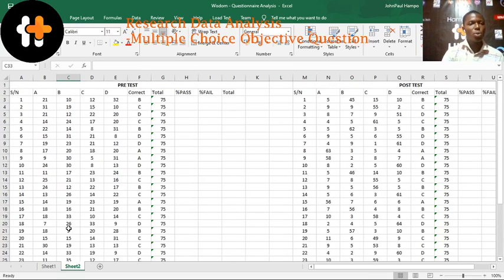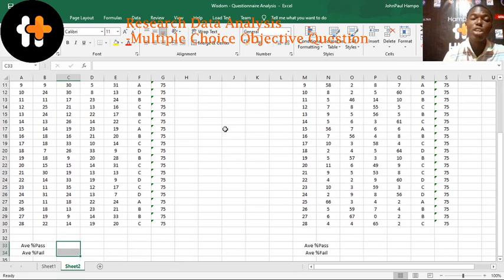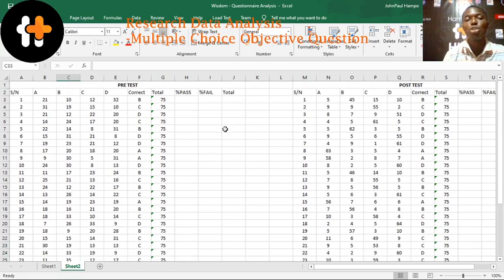Good. So now on the pretest, we have the serial numbers of the questions. There are 28 questions in the multiple choice objective question, and their options are A to D. We found out that 21 persons answered A, then 10 persons answered B, just like that. But the correct answer is B.